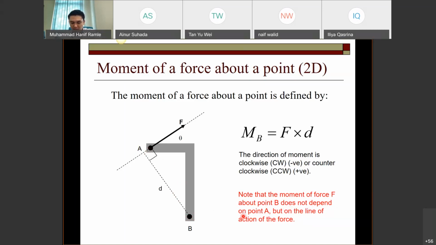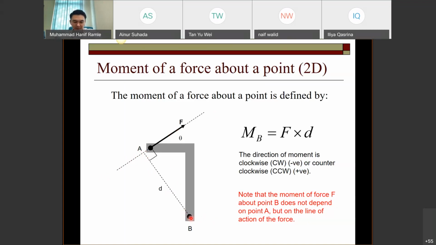It does not depend on point A, but on the line of action of the force. This is the line of force, and the D should be perpendicular from the line of force to the point B.